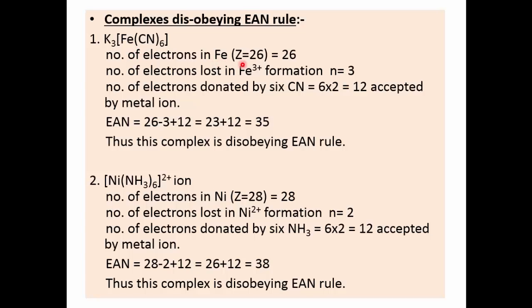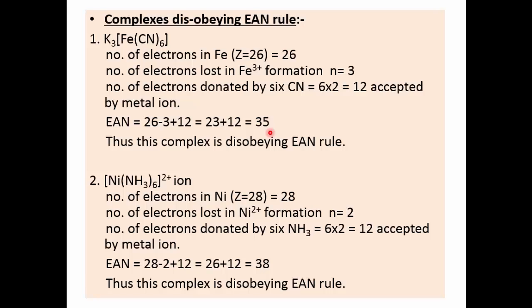So Z of Fe is 26. So value of Z is 26. Just as we have discussed, there is formation of Fe3+ ion. That means value of N is equal to 3. There are 6 cyanide ions which donate 12 electrons which are accepted by iron metal ion. Substitute in this formula, EAN is equal to 26 minus 3 plus 12. Now it becomes 35.